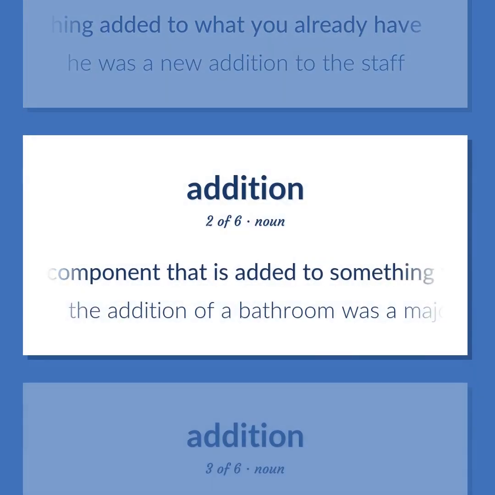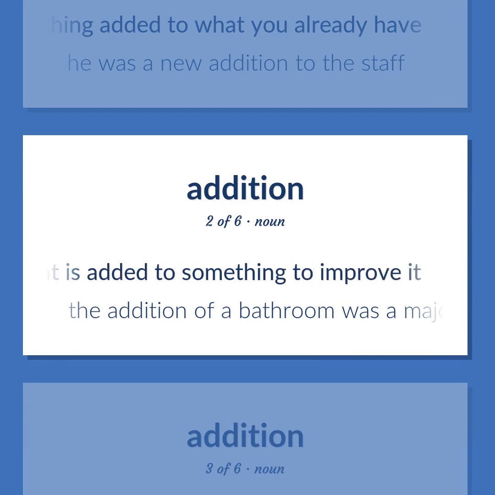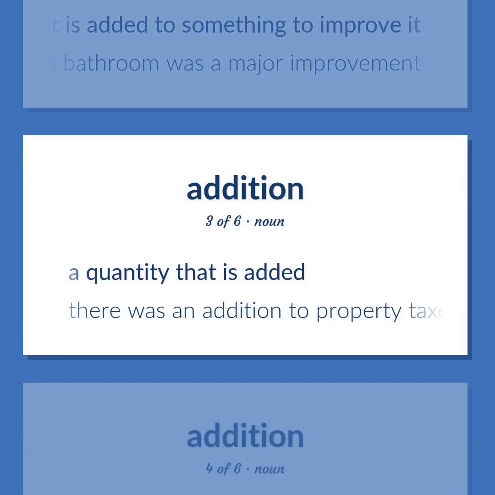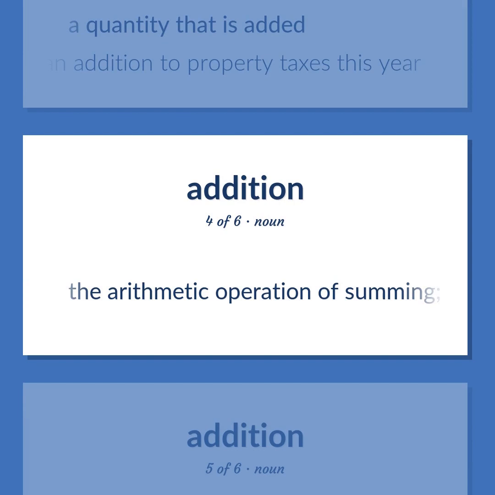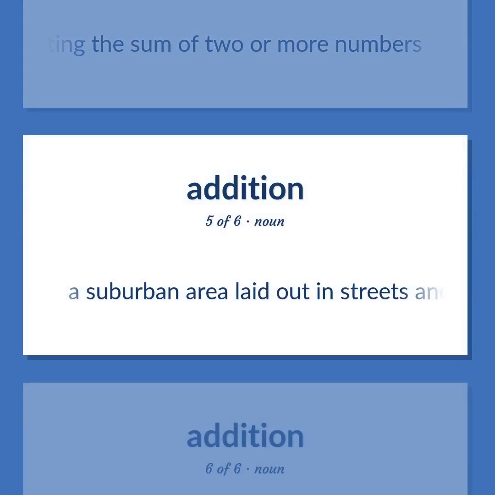A component that is added to something to improve it. The addition of a bathroom was a major improvement. A quantity that is added. There was an addition to property taxes this year. The arithmetic operation of summing, calculating the sum of two or more numbers. A suburban area laid out in streets and lots for a future residential area.